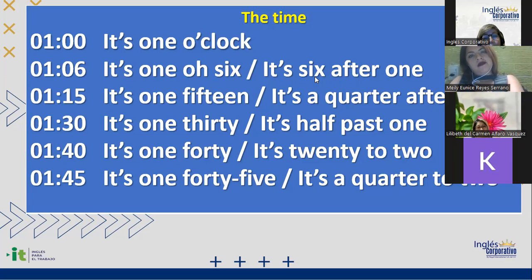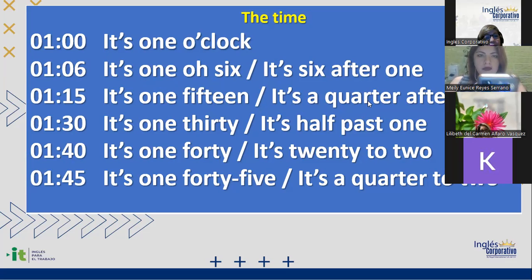6 after 1. 6 minutos pasada la una, right? O 6 minutos después de la una. Okay, so after is pasados. Okay, después. Now, this, you say, is 1:15. Second possibility, you say, it's quarter after 1.